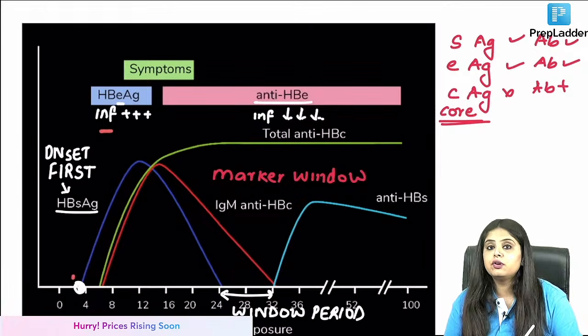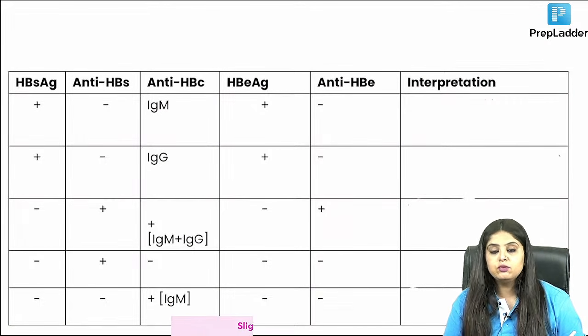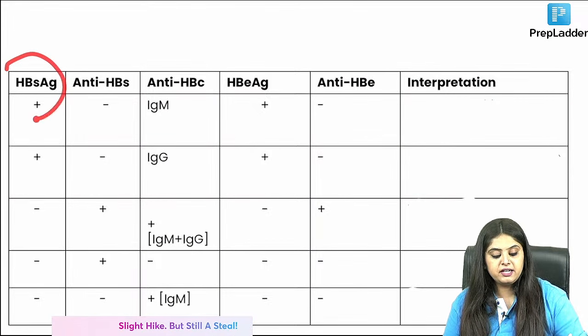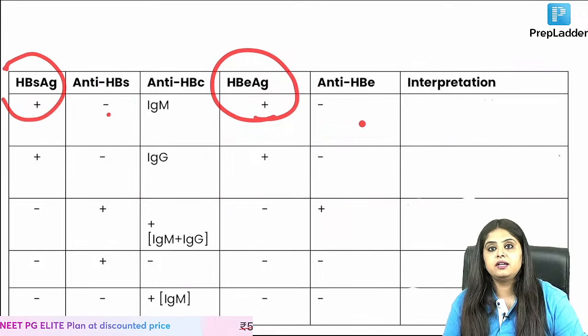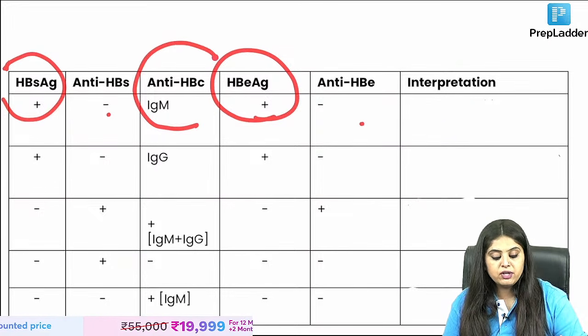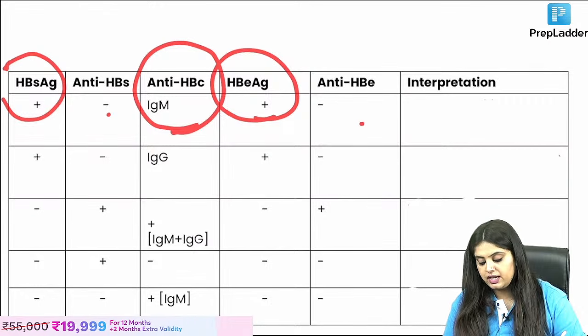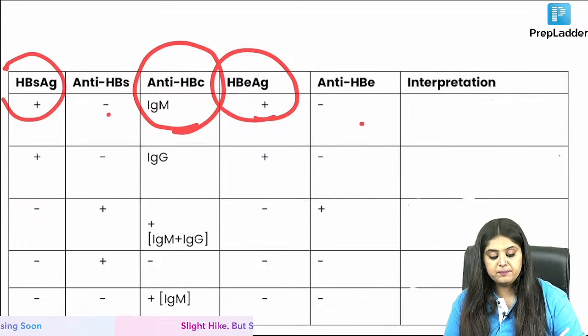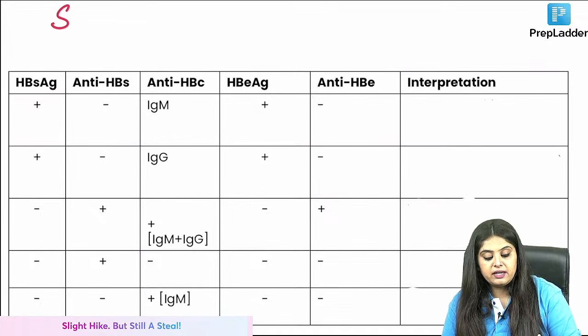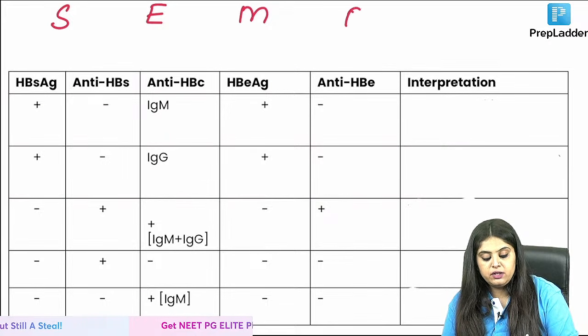So let me make you solve some questions. Can you fill in the blanks for me? If I say surface antigen is positive, after that the antibody has not come. Then E antigen is positive, antibody has not come. The only antibody that has come is anti-HBC IgM. What will you make that? Acute hepatitis?